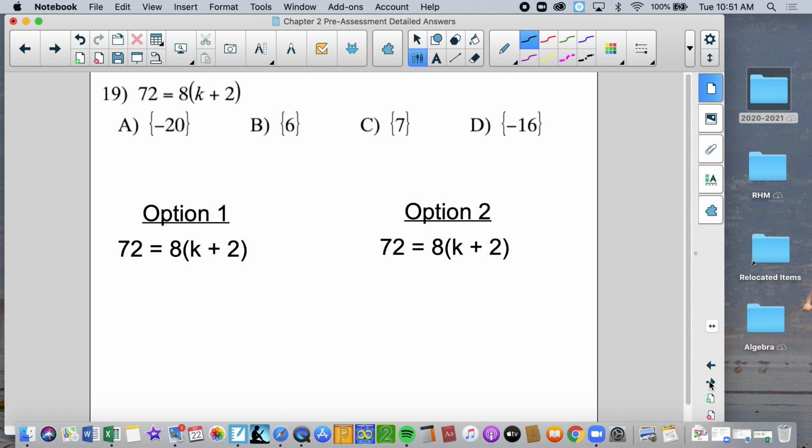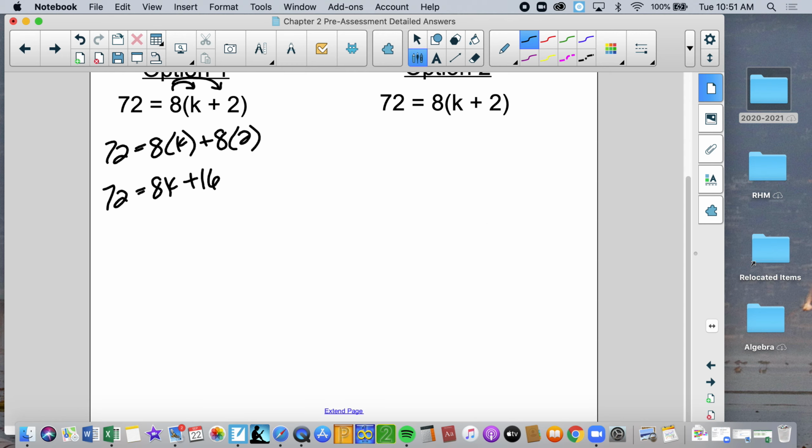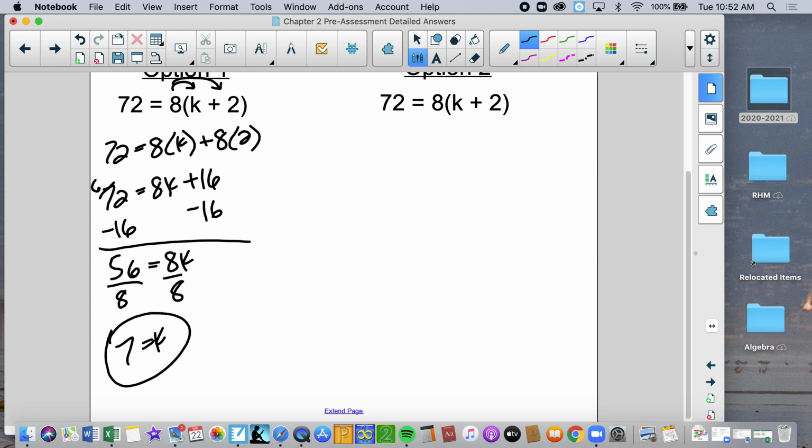Number 19. So let's distribute. 72 equals 8 times k plus 8 times 2. 72 equals 8k plus 16. Two-step problem. Let's get rid of the addition and subtraction first. That's 56 equals 8k. Divide by 8, 7 equals k.